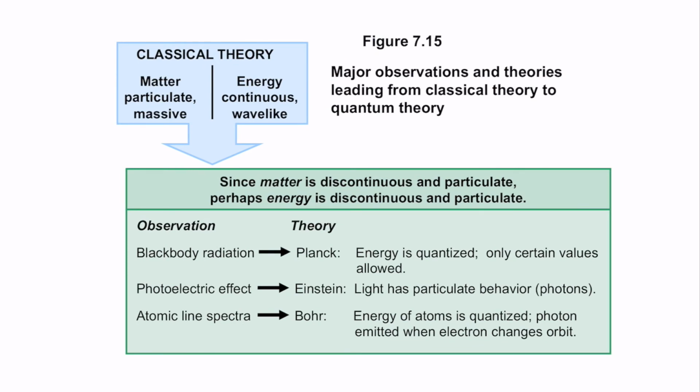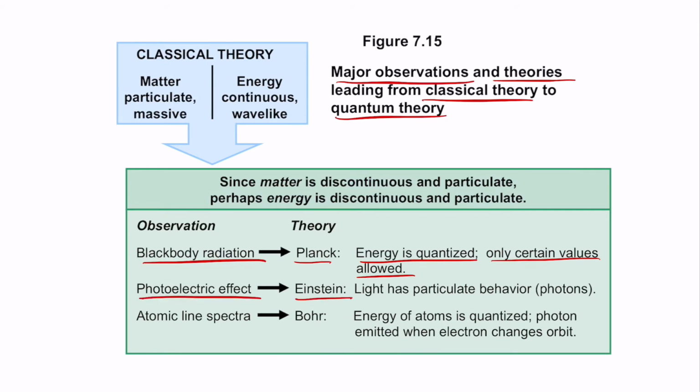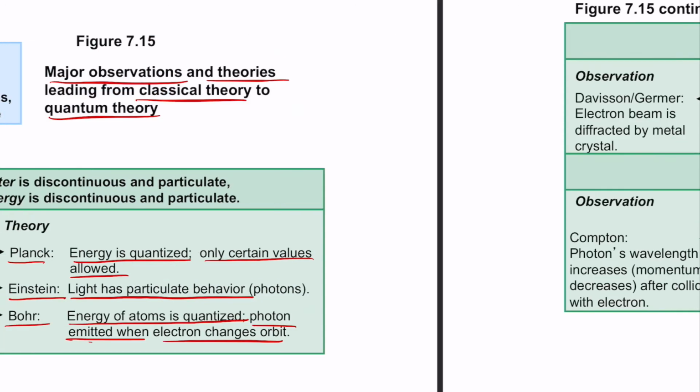Now, what are the major observations and theories leading from classical theory of light to the quantum theory? The first observation was black body radiation by Max Planck, where he said that the energy is quantized and only certain values are allowed, in multiples. The second was the photoelectric effect observed by Albert Einstein, where he said that light also has particulate behavior and behaves as photons. And you have atomic line spectra proposed by Niels Bohr, where he said that the energy of the atoms is quantized and a photon is emitted when an electron changes orbits.